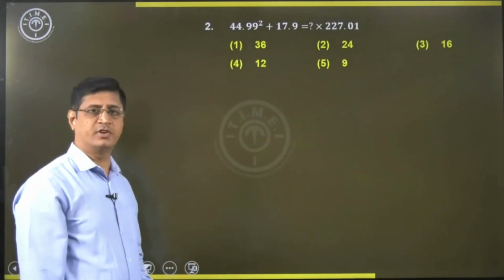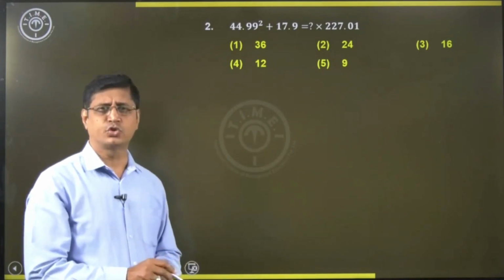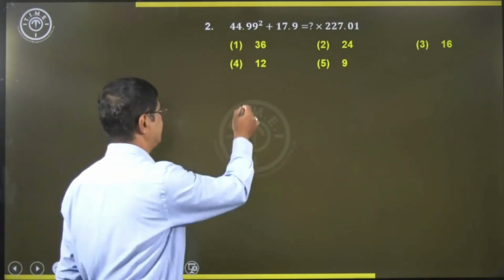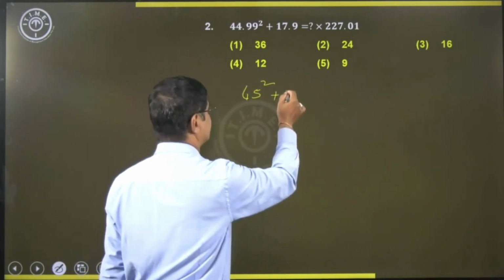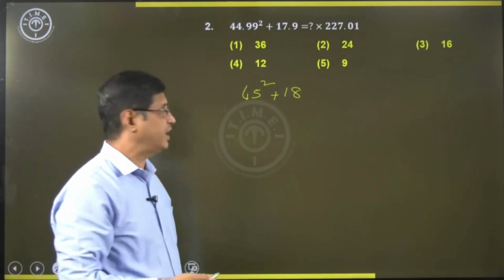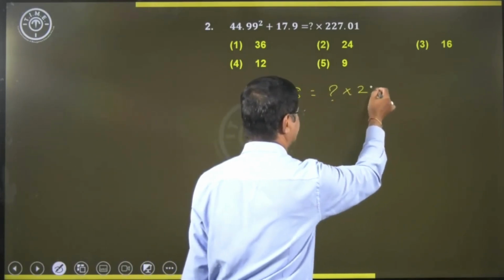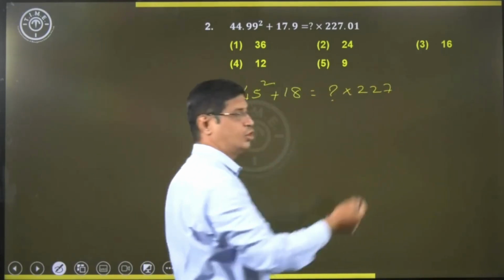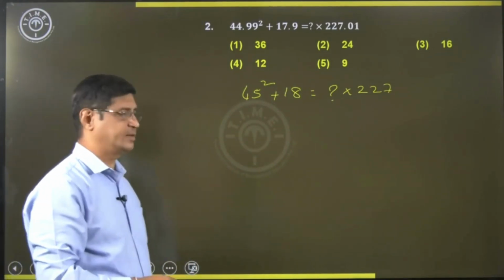Look at the next question on your screen. Here 44.99 is close to 45. So approximately I am taking it as 45 square plus 18 (17.9 approximately 18) equal to question mark into 227. So 0.01 is negligible. Just ignore it and consider only 227.